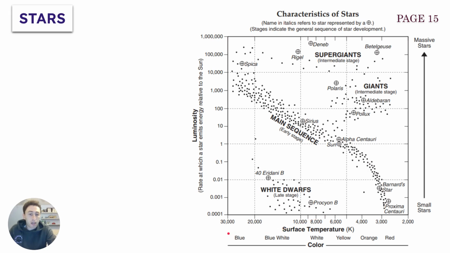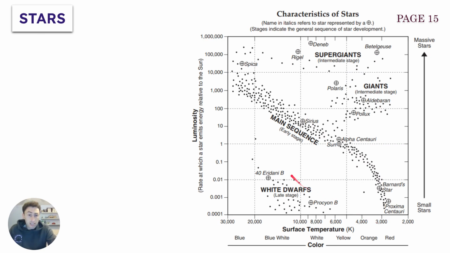On the bottom, you also have the color. So Spica is blue. Again, it's high luminosity. It's a big star, and also it is high temperature. These are red. Betelgeuse is a big star, but it's low surface temperature and high in luminosity, and it has a surface temperature of red.